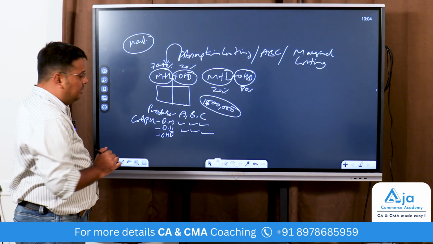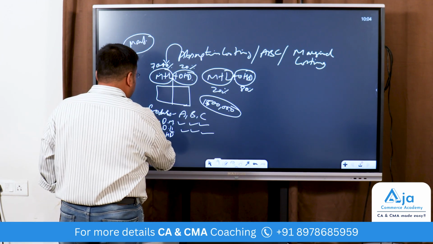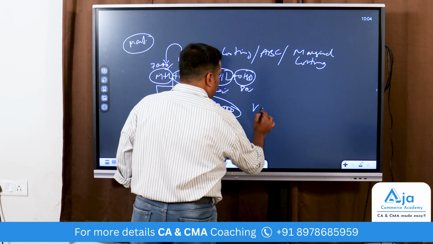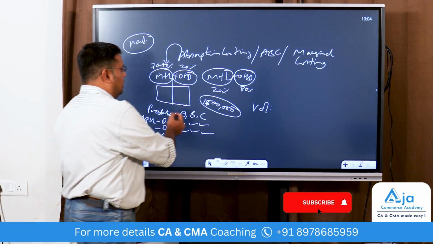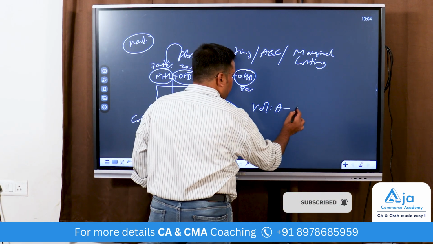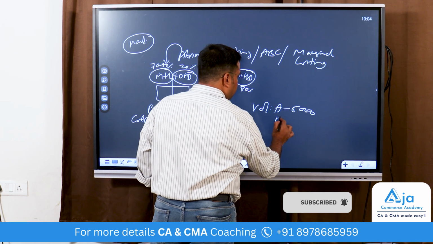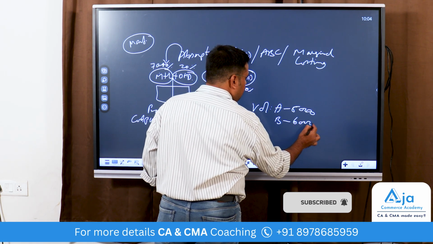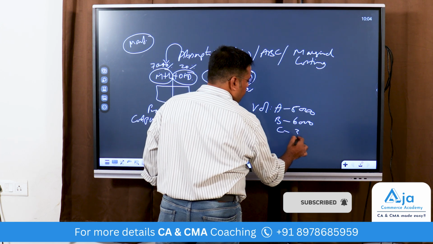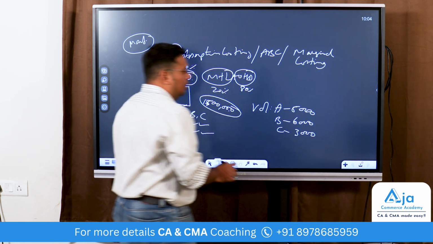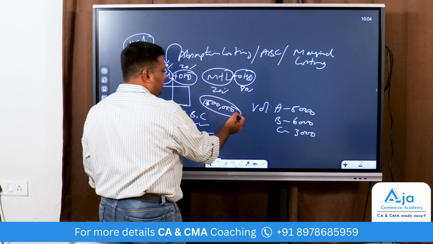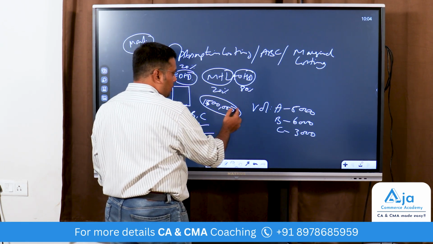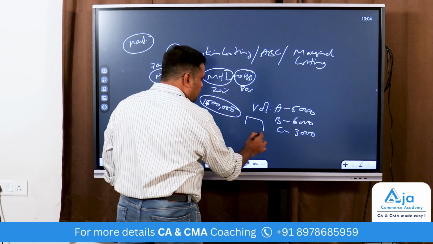So one of the methods we said was, let's use the production volume to distribute. Volume means, for example, we produced A, 5,000 units, B, 6,000 units, and C, 3,000 units. So how this was being done was, this 15 lakh was connected through absorption rates.